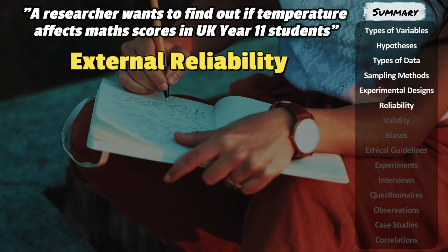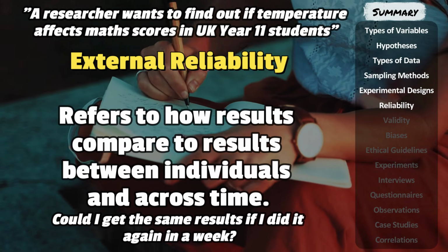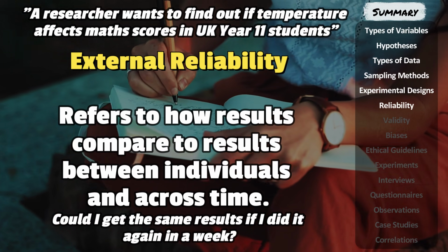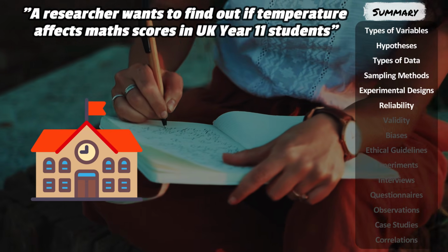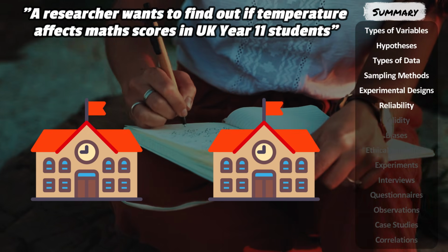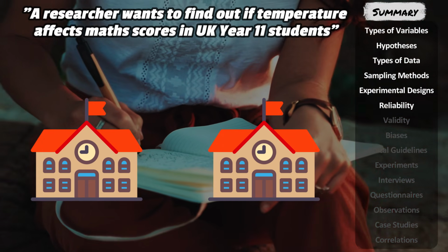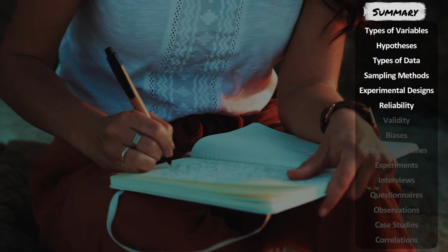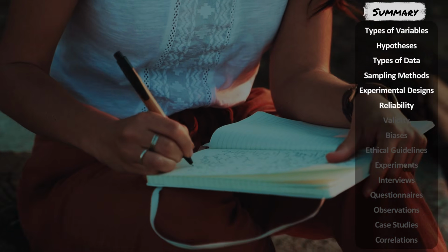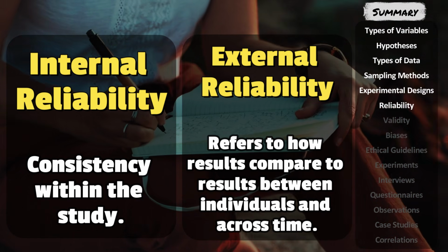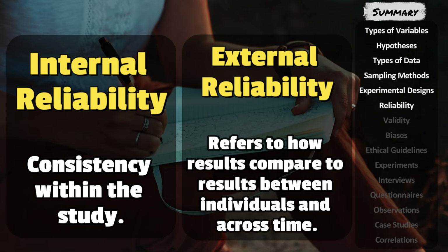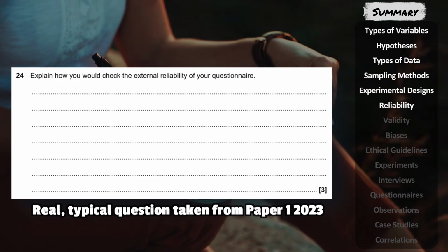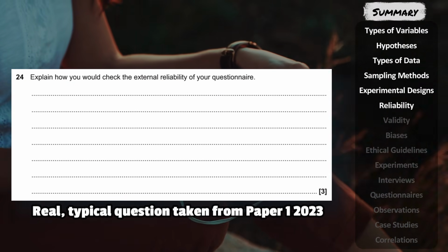Next, we have external reliability, and this refers to whether it's consistent at a different time or a different place. For example, if we're doing a maths test here and then a maths test in a different school and we get relatively similar results, we could assume that it would be high in external reliability because they're matched up in a different situation. So internal reliability is all about within the study. External reliability is across different studies or different places or different times.